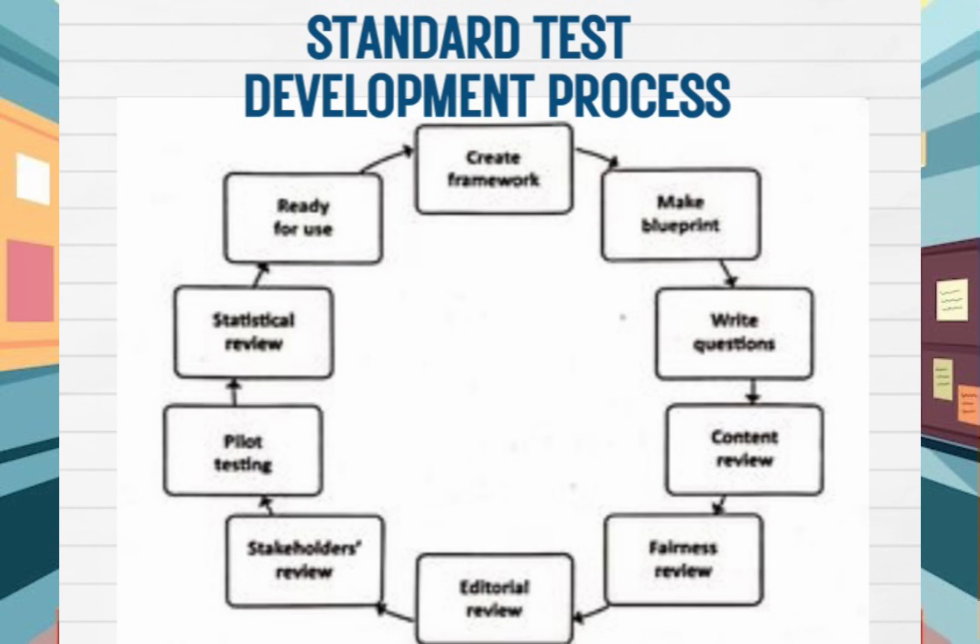But before we go to the statistical review, we need to have first a pilot testing. And after conducting a pilot testing, we can now have the statistical review. And after doing this, our large-scale test is now ready for use. And as you can see in the figure, it is a circular process. So that is the standard test development process. The LSA process, however, spends more time and effort in carrying out multiple checks and balances. So that is all about the development process for large-scale tests.